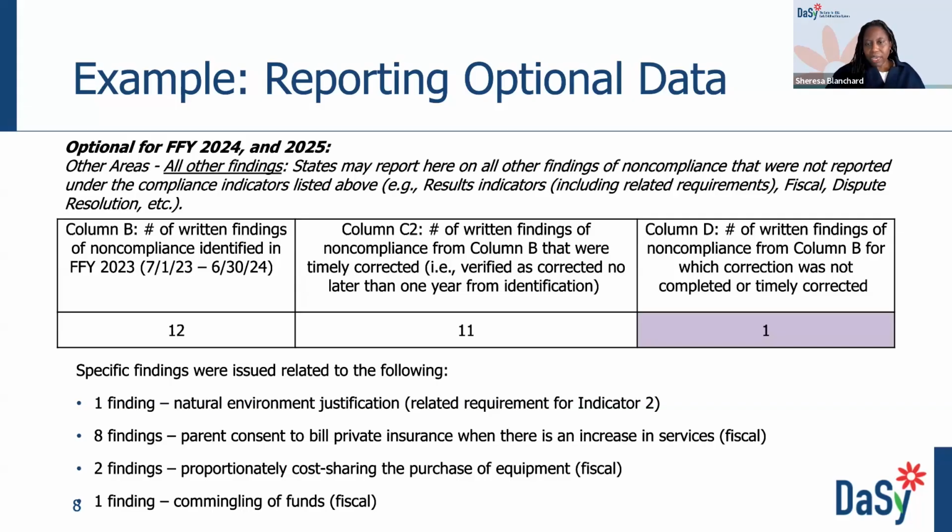So in column B, we have the number of written findings of noncompliance, which is 12. In column C2, we have the number of written findings of noncompliance from column B that were not timely corrected. And then in column D, we have the number of written findings of noncompliance from column B for which correction was not completed or timely corrected. And we only have 1 listed there. And then underneath, we have specific findings that were issued related to the following. And it just breaks down the different findings and the numbers within each.